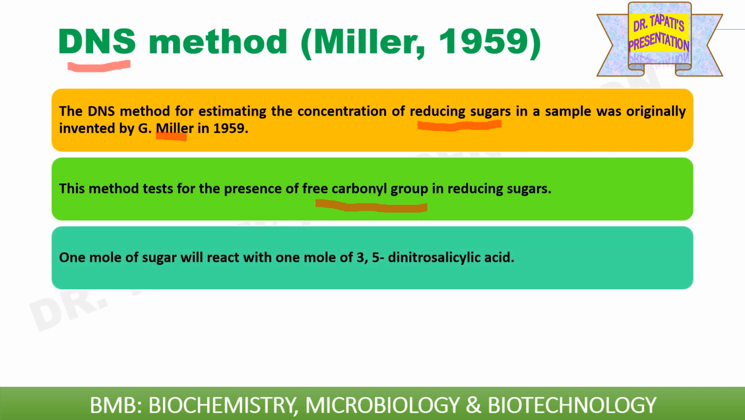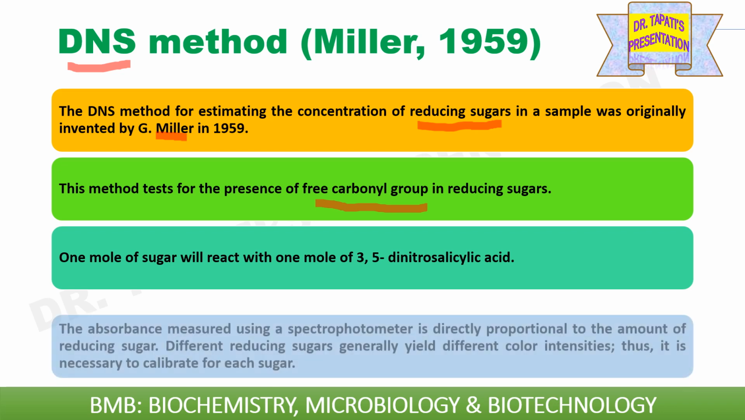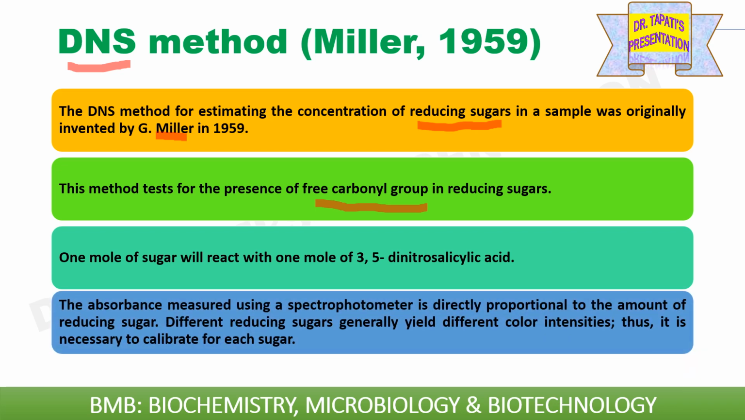1 mole of sugar will react with 1 mole of 3,5-dinitrosalicylic acid or DNS. The absorbance measured using a spectrophotometer is directly proportional to the amount of reducing sugar. So if you increase the reducing sugar content, you will get more optical density. Different reducing sugars generally yield different color intensities. Thus, it is necessary to calibrate for each sugar.